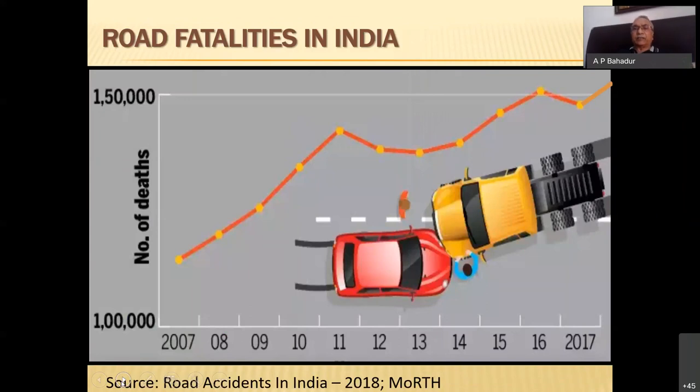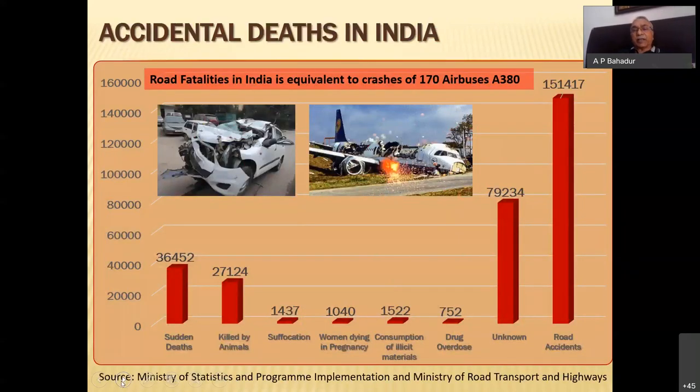Now, let us briefly discuss the road safety situation in our country. Unfortunately, as you can see in this graph, despite the huge investment that has been made in the country on improvement and development of the road, the fatalities especially, and even accidents also, are increasing. So if the fatalities are increasing, that clearly shows that we are not building safe roads. So much so that every year, even by the government figures, we are losing 170 Airbuses. And you can very well be aware that even one crash of an Airbus creates a lot of concern among the people in the government, etc.